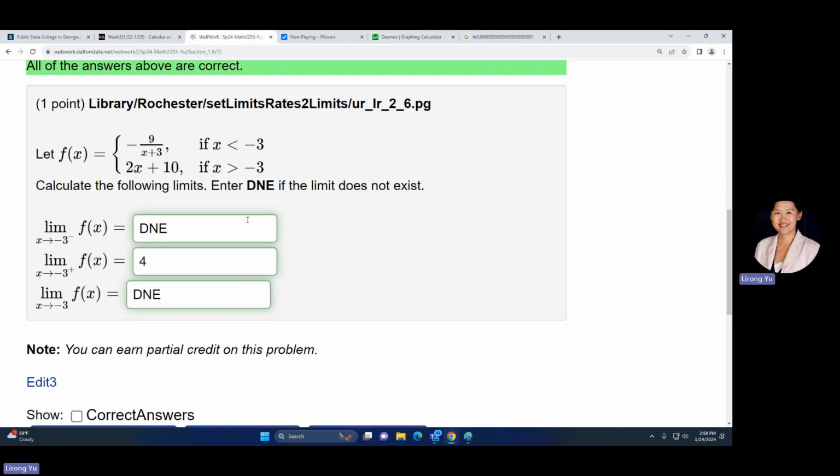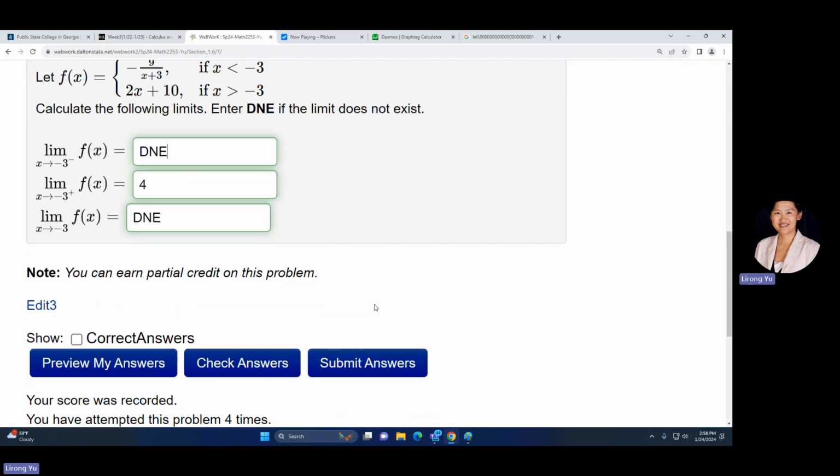Yeah, mine did the same thing. I think it's just wrong, honestly. Yeah, I think the answer key was wrong. I think it should be infinity on the first question. Oh, you might, yeah.